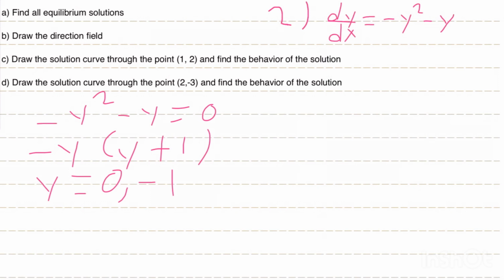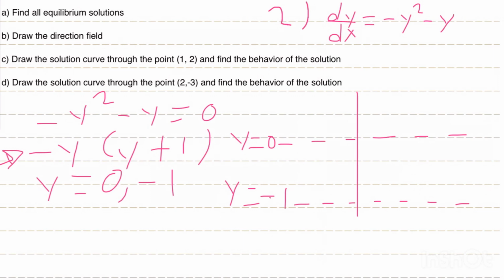So now we draw the slope field. We draw the graph. We could draw y equals 0 right here, and y equals negative 1 right here. Now we look above y equals 0. For example, we could say y equals 1. Once again, we plug into dy/dx. 1 plus 1 is 2, positive, and then negative 1 times a positive will give you a negative. So it's a negative slope field.